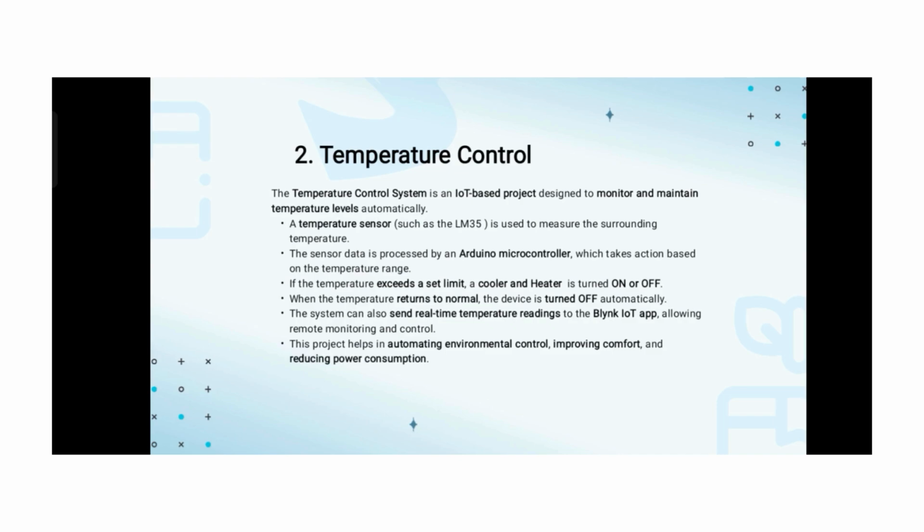The second one is temperature control. Our second project is temperature control. We use an LM35 sensor to continuously monitor the room temperature. If the temperature exceeds a set limit, the Arduino automatically switches on a cooler or heater. Once the temperature stabilizes, the device turns off. The data is also sent to the Blynk app, where users can monitor real-time temperature remotely. This system enhances comfort and reduces electricity consumption by automating climate control.